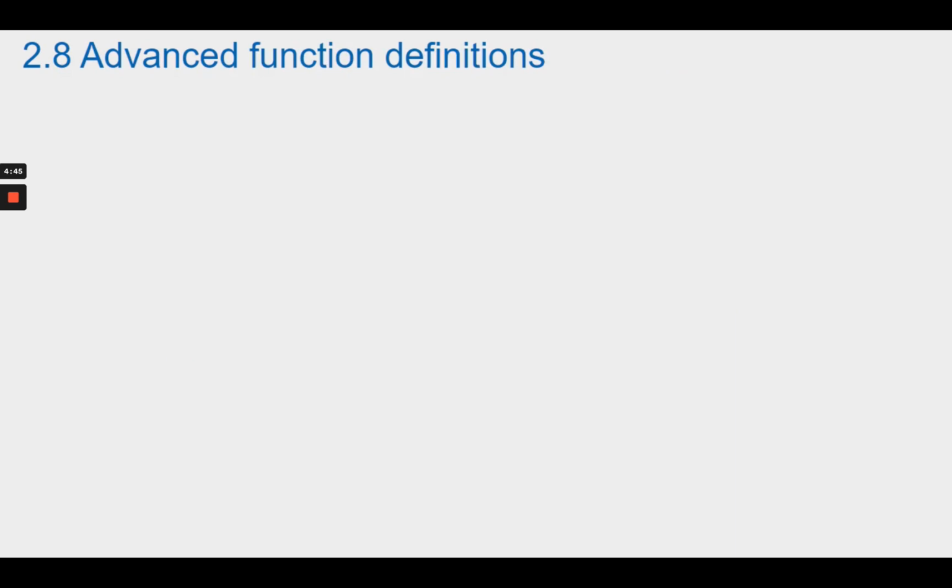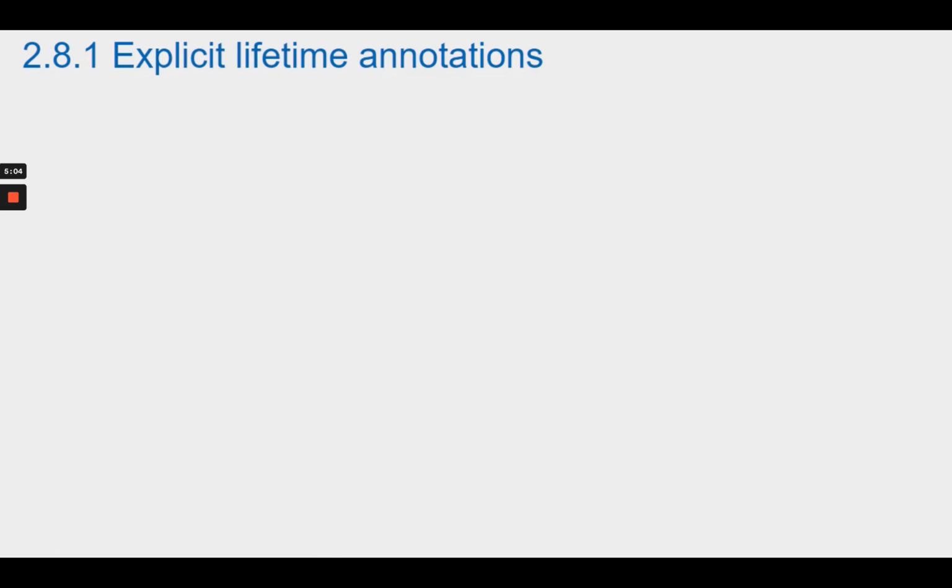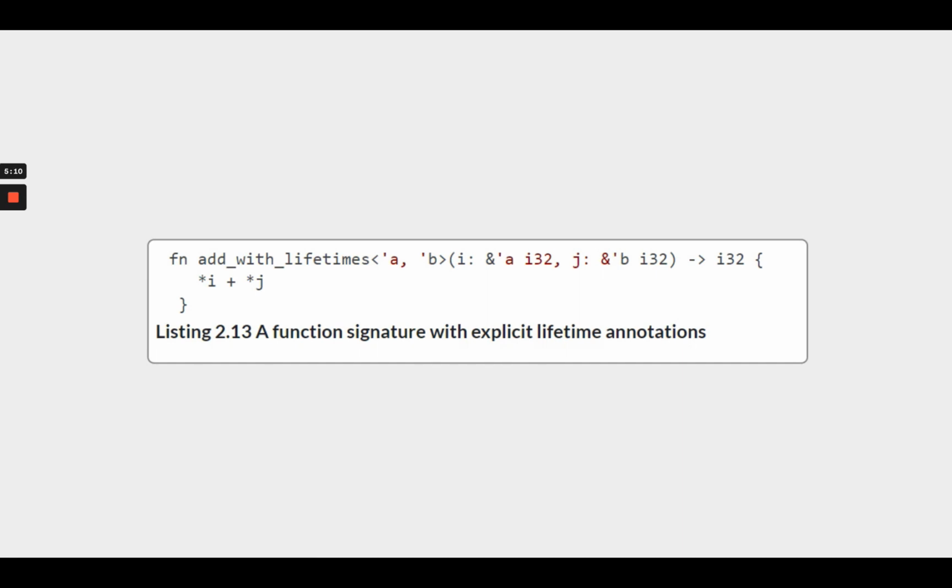Section 2.8. Advanced Function Definitions. Rust functions can get somewhat scarier than this example from Listing 2.2. To assist those who are reading more Rust source code than writing it, the following sections provide some extra content. Section 2.8.1. Explicit lifetime annotations. As a bit of forewarning, allow me to introduce some more complicated notation. As you read through Rust code, you might encounter definitions that are hard to decipher because they look like hieroglyphics from an ancient civilization. Listing 2.13 provides an extract from Listing 2.14 that shows one such example.